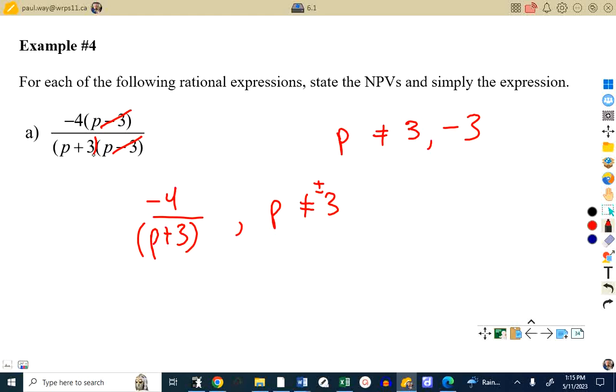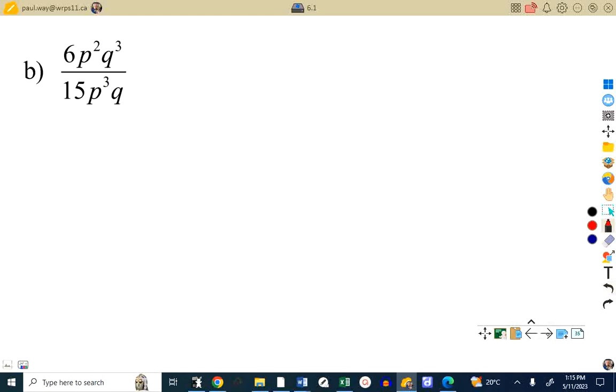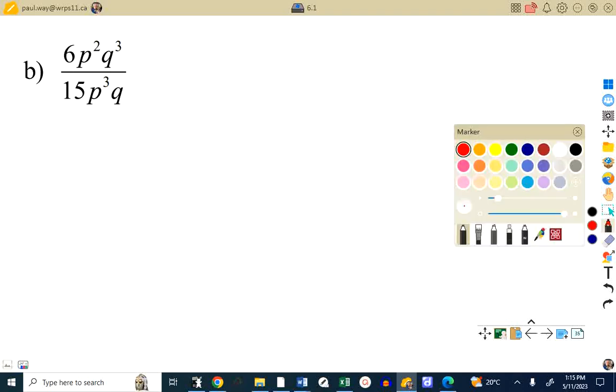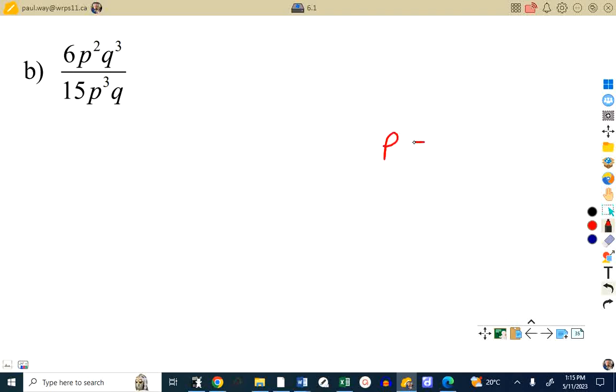Let's try another one. Well, let's do the non-permissible values. P is not equal to 0. Q is not equal to 0. Because if P was 0, the bottom would be 0. If Q was 0, the bottom would be 0. Can we cancel anything here?